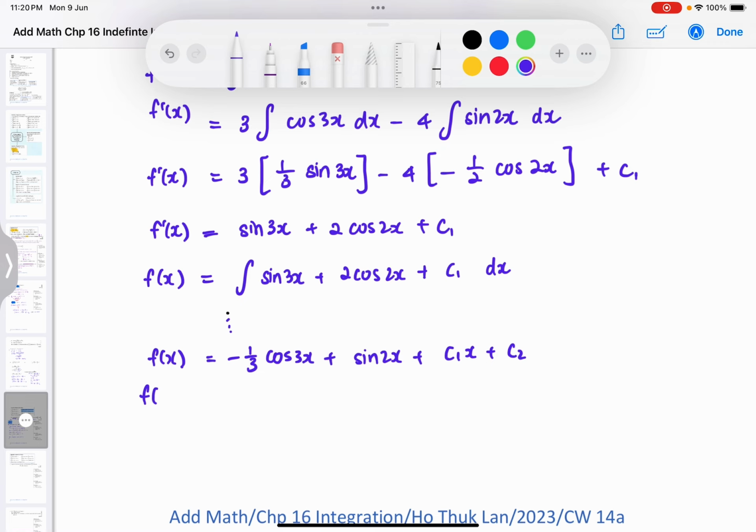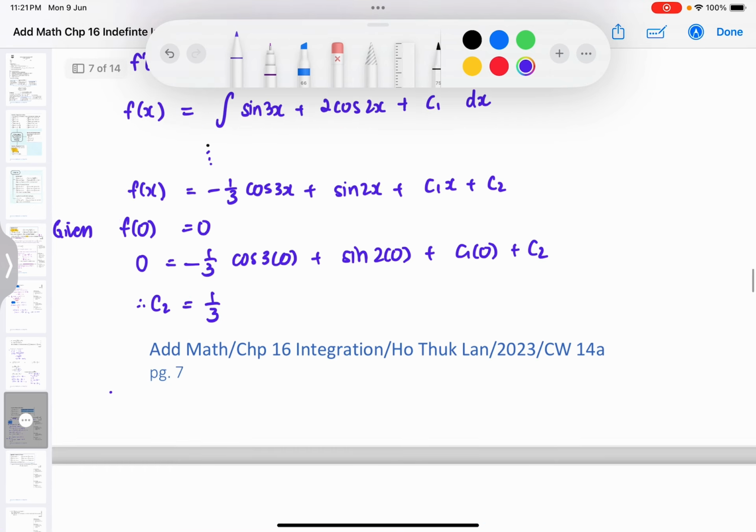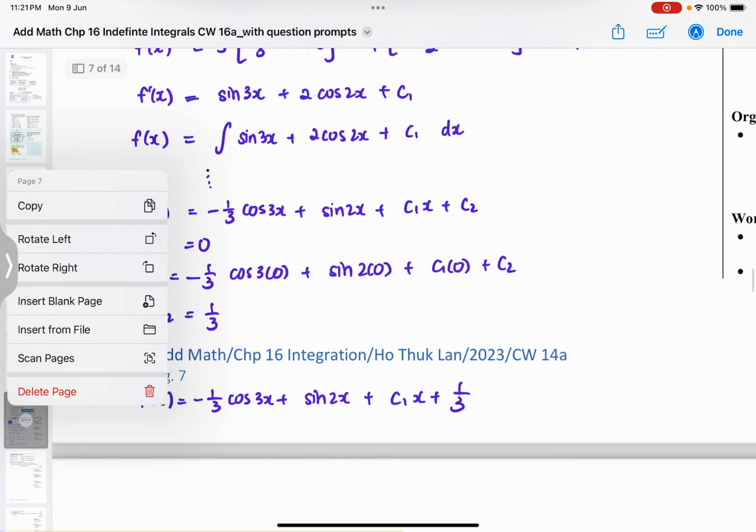And then I sub in 0. This is given. So this becomes cosine 0, which is 1, sine 0 is 0, c1 times 0 is 0, so c2 is 1/3. Therefore, f of x is given by negative 1/3 cosine 3x plus sine 2x plus c1x plus 1/3. So I found my c2. Now I'm going to find c1. Let me get a page here.